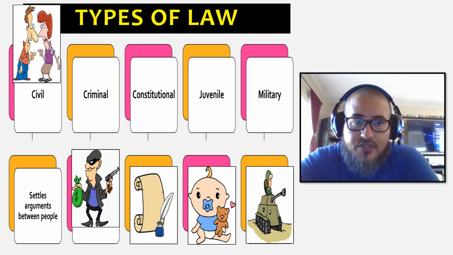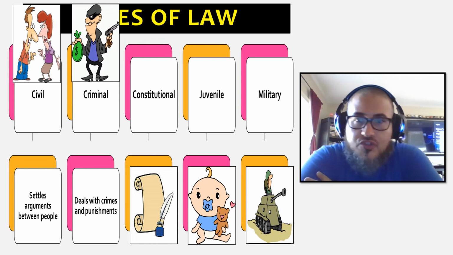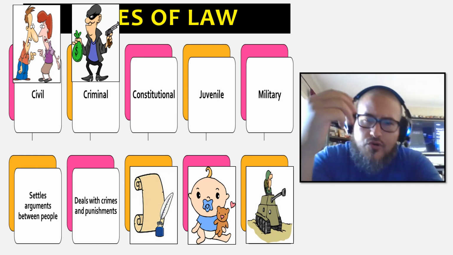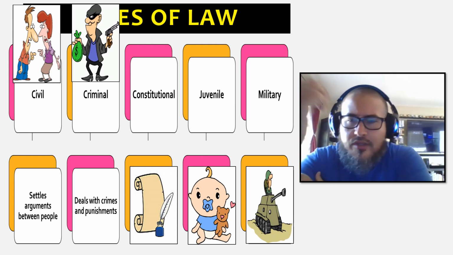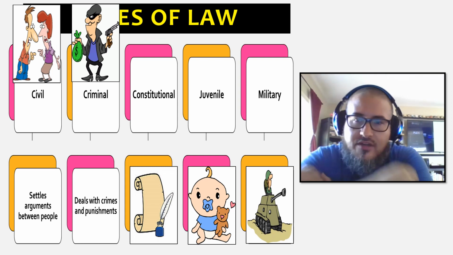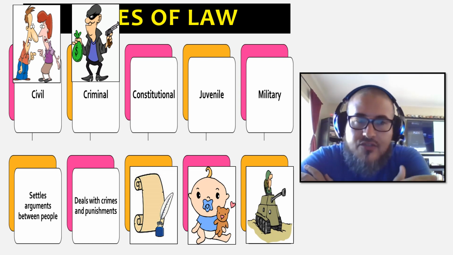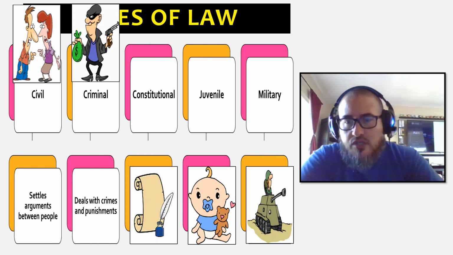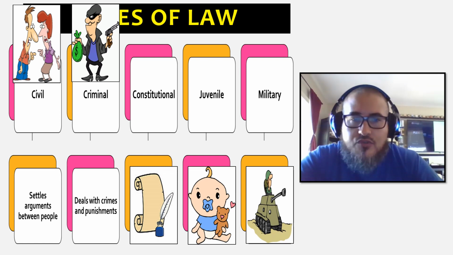Criminal law is probably the type of law that comes to your mind the most and the most frequently. This is crimes and the punishments associated with those crimes, so things like murder, robbery, kidnapping, things of that nature. These are all crimes, and these are punishable by going to jail. And that's kind of the basic difference between civil law and criminal law.